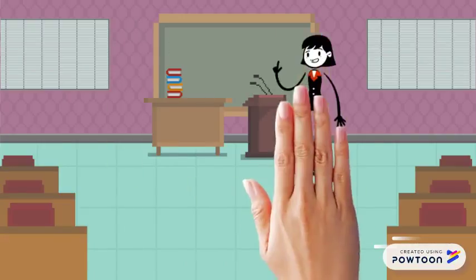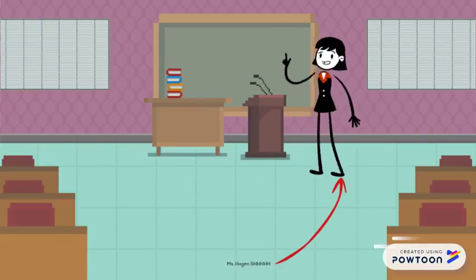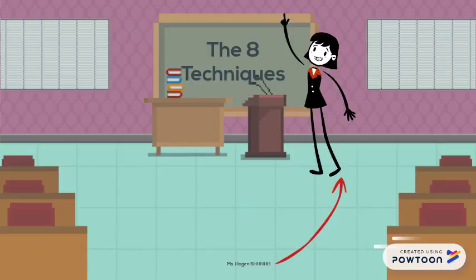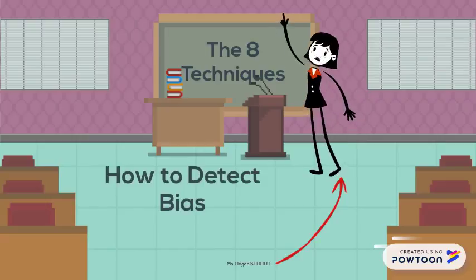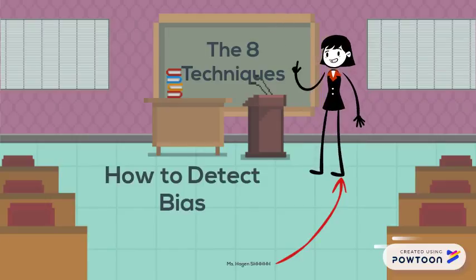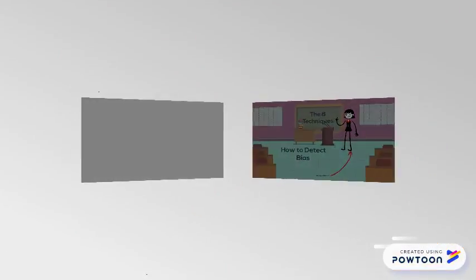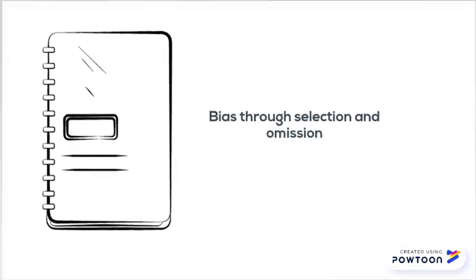Well, back in grade 9, my teacher, Miss Hagen, taught us how to detect bias by using the 8 techniques of the following. For us to find out if the text or the news that is represented is biased or not. What are the 8 techniques that we need to know to detect bias? First of all, it is bias through selection and omission. So what does this mean?